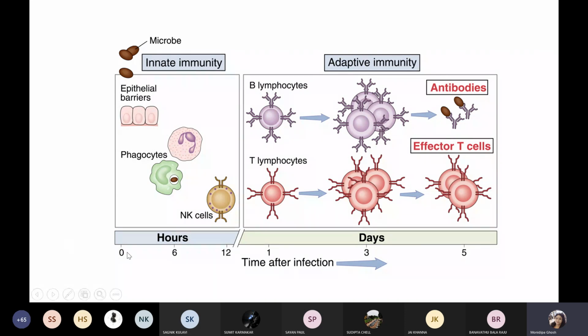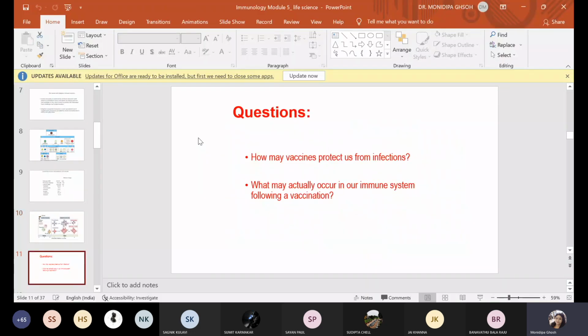If you look at the time frame, what is the time needed to trigger the cell mediated immune response and/or the humoral innate immune response? Within 12 hours the innate immune response can be initiated, but the adaptive immune response needs some time to get initiated. So the primary immune response, the primary resistance, is given by the innate immune system.